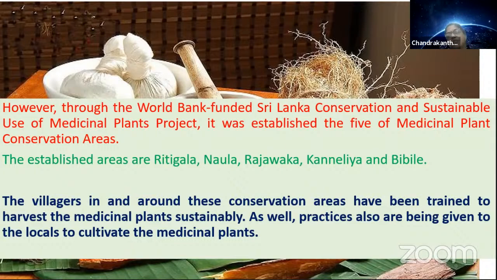The villages in and around these conservation areas have been trained to harvest the medicinal plants sustainably. This is where we use the terminology of sustainable use everywhere. Traditional medicine is mostly practiced by people in rural areas, not in urban areas, so these people have to be educated to harvest these plants in a sustainable manner and to conserve the plant diversity. Also, the local people are given practice in cultivating the medicinal plants. This is what the project is mostly concerned with: to cultivate and replace these plants in the environment and also to use them in a sustainable way.